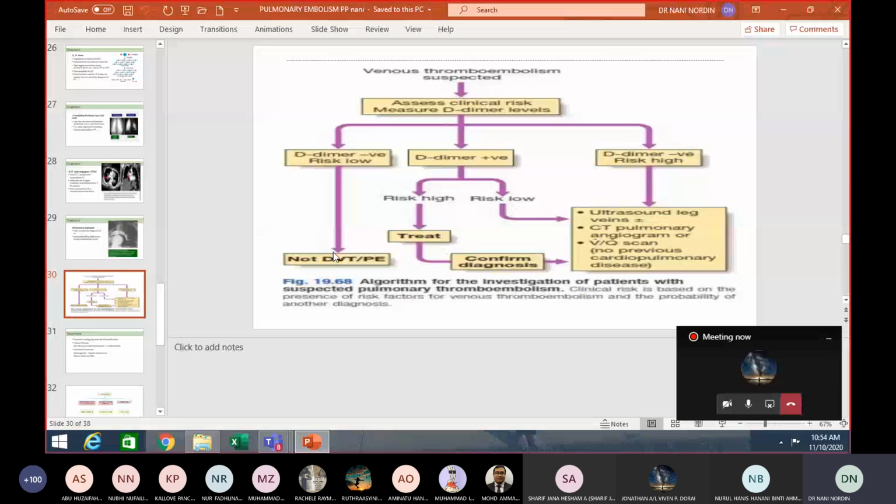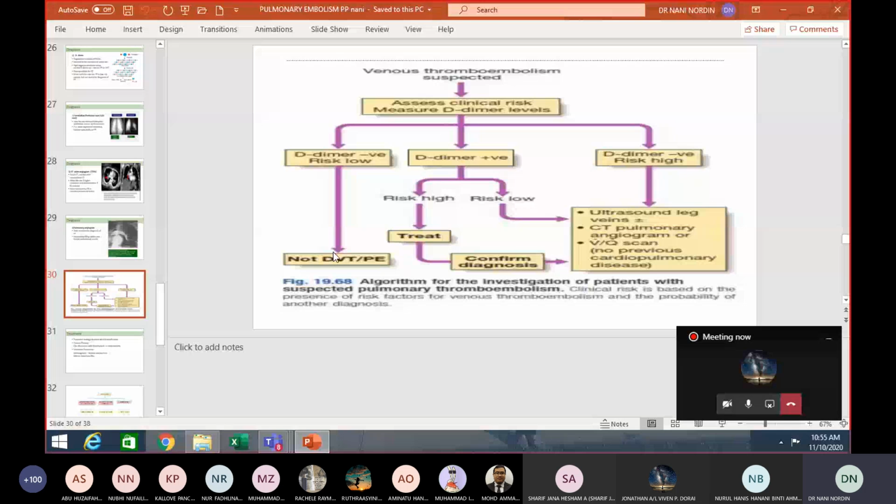So if you go by D-dimer, it depends on how you go about. You can actually start with using the Wells criteria and see whether it's most likely or less likely, and you start investigating. But if you go to the D-dimer, if it's negative, then that's it. It's no PE. If it's positive, then you still need to look at the risk.